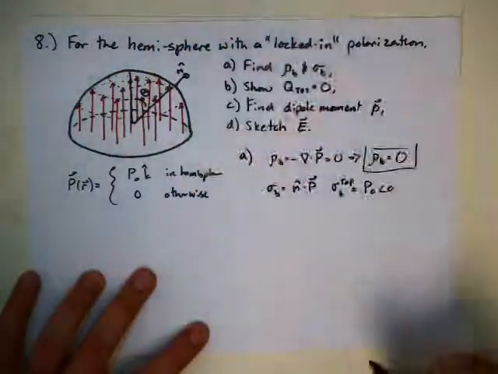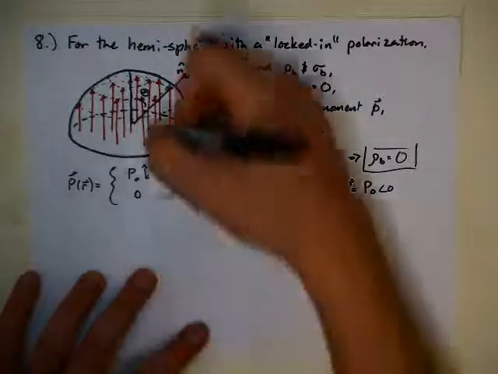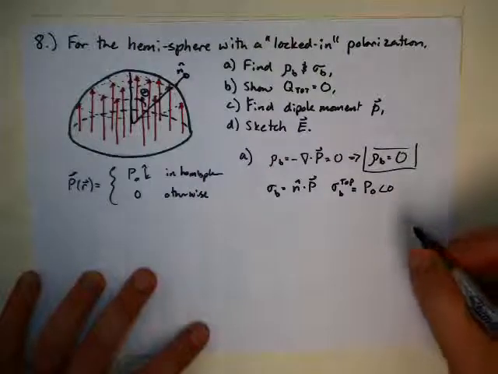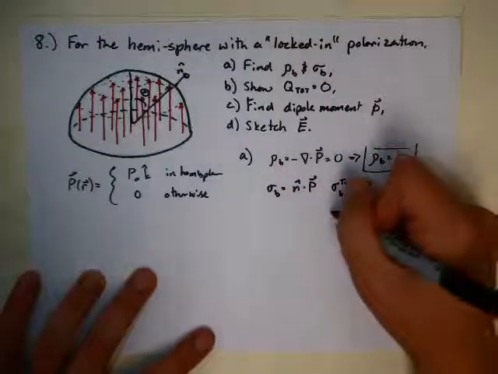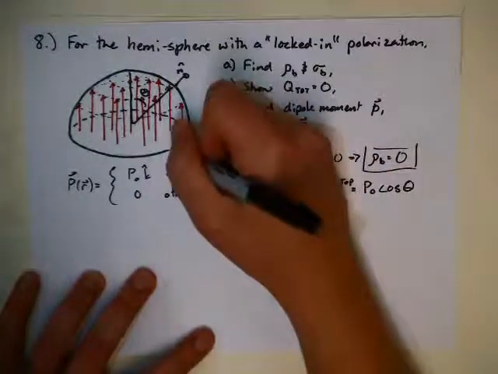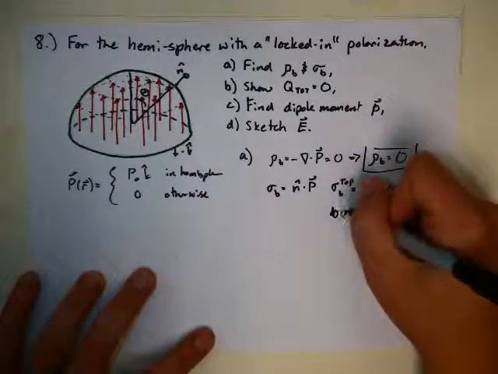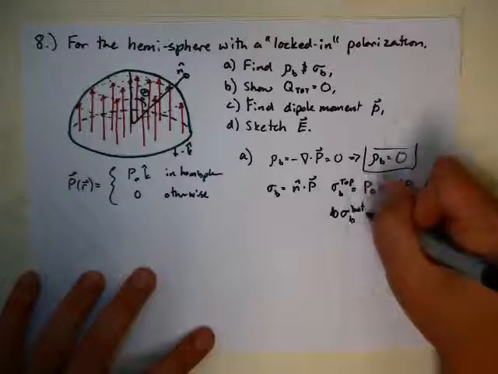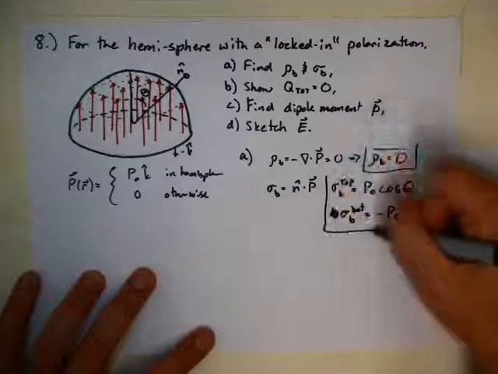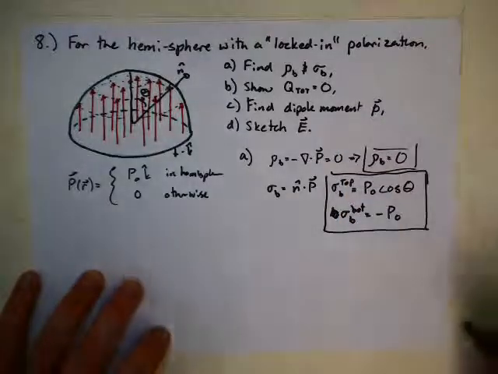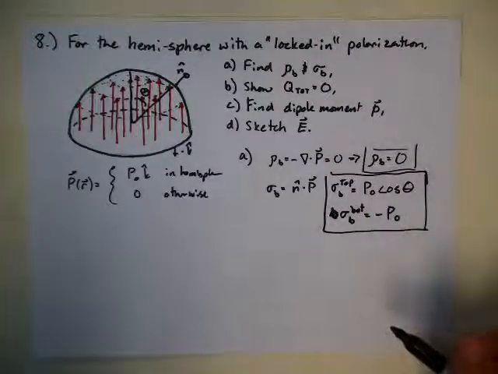So if the polarization is in the k direction, which it is here, then this is just going to be P naught cosine theta. For the bottom, n hat is going to be in the minus k hat direction, and so sigma bottom, the bound charge, is simply minus P naught. And so there we go. Now we have found all of the bound charges for this system, simply applying these equations.